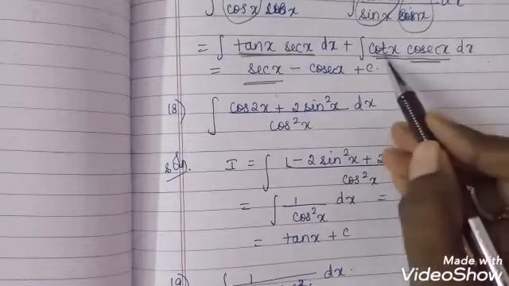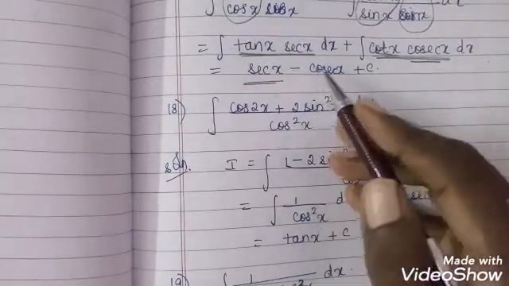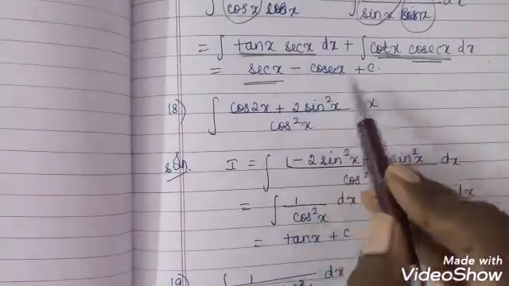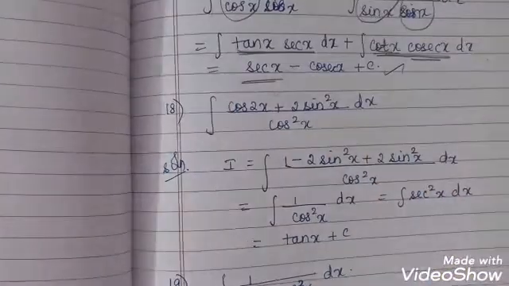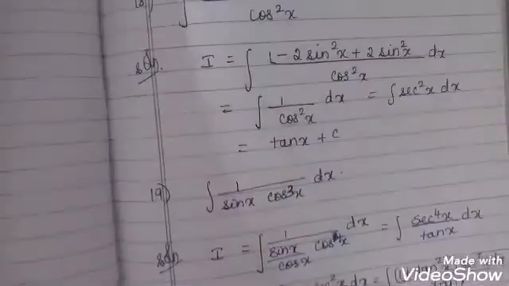Because integral of cot x secant x. What is integral of cot x secant x? That's nothing but equal to minus cosecant x plus a constant. Okay. Now the 18th question you have here.